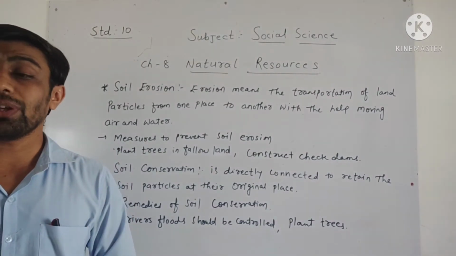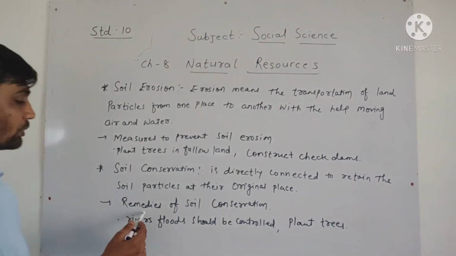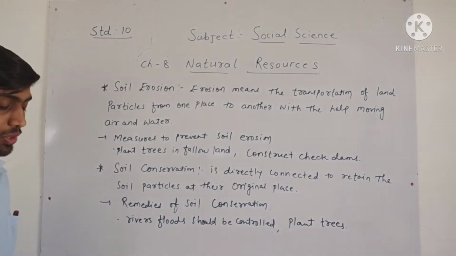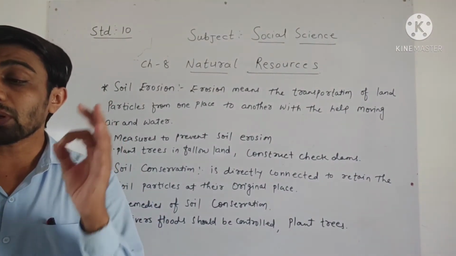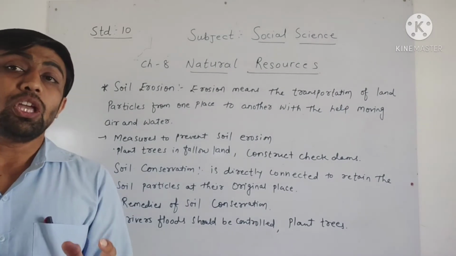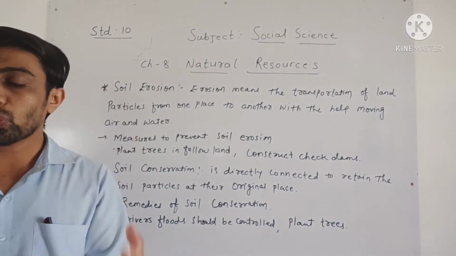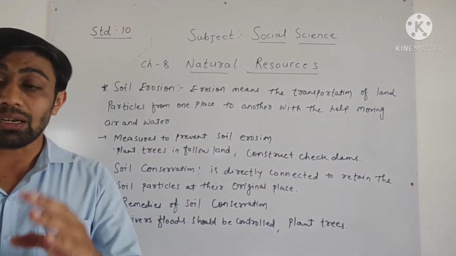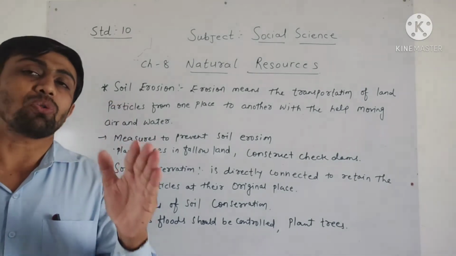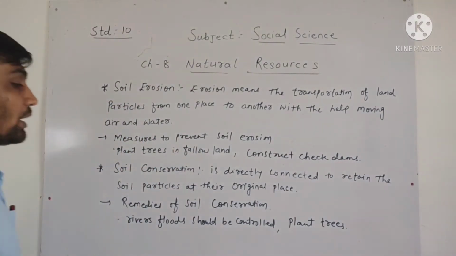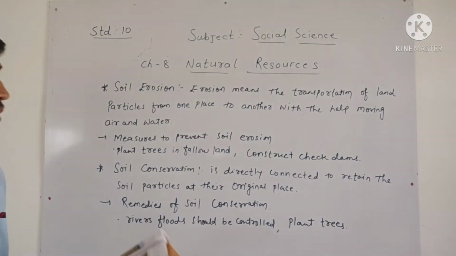Now, dear children, they have given the remedies for soil conservation. In this, they are saying that the roots of the forest cover hold up the soil particles. Whatever tree roots are there, they hold the soil particles. Second, plant trees in river gorges and on mountain slopes. It means there is a need for more planting. It means plant more trees.